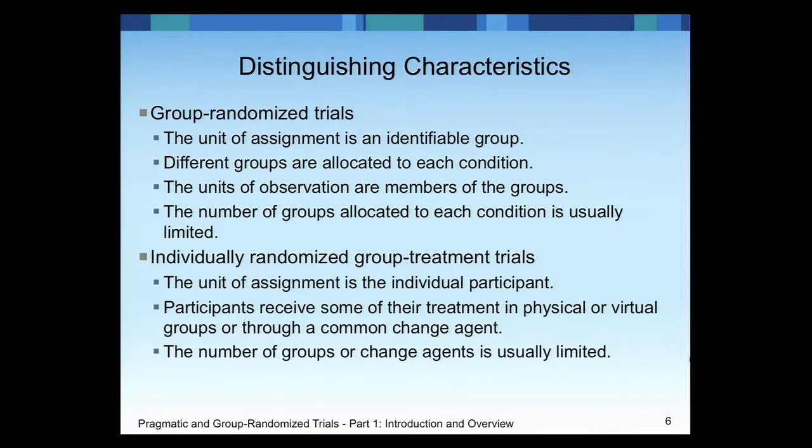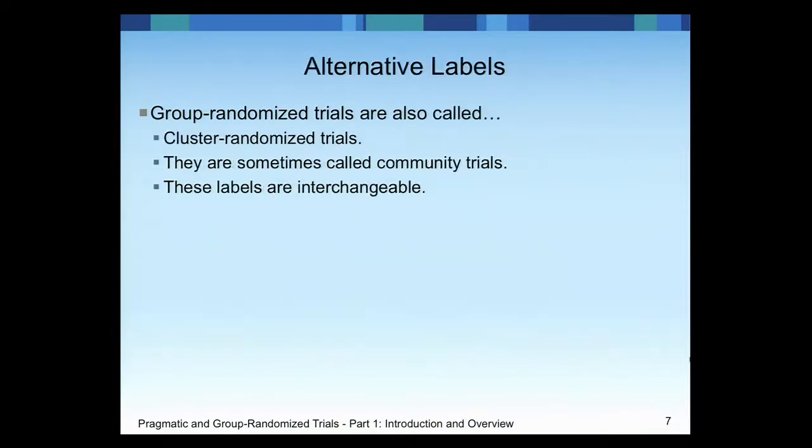Participants receive some of their treatment, however, in small groups, sometimes face-to-face, a physical group, sometimes through an online or virtual group, sometimes through a common change agent where they may meet one at a time with the same change agent. The number of groups or change agents in individually randomized group treatment trials is also often limited. Not a requirement, but it's often the case.